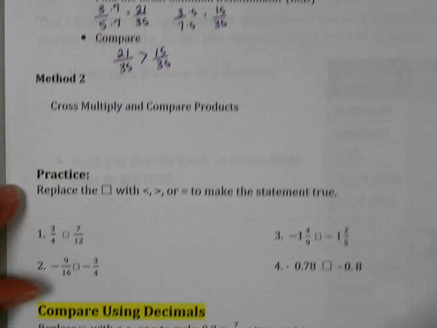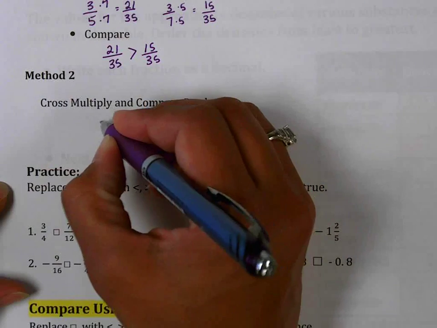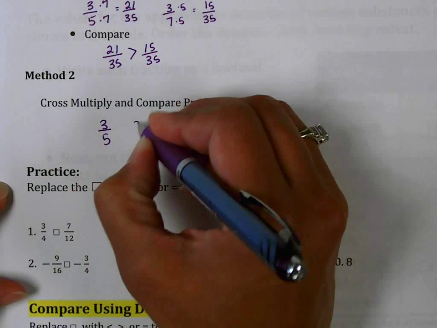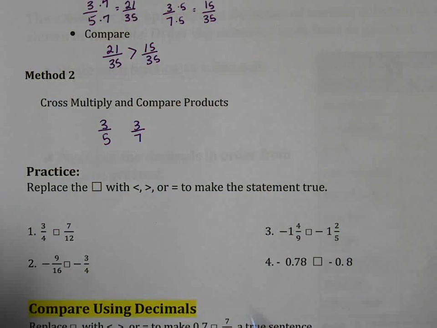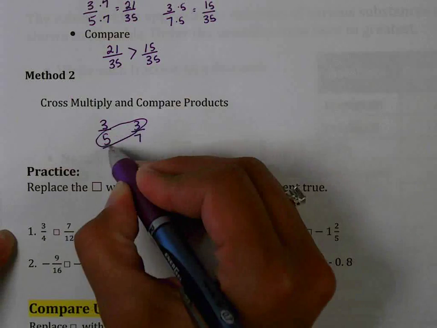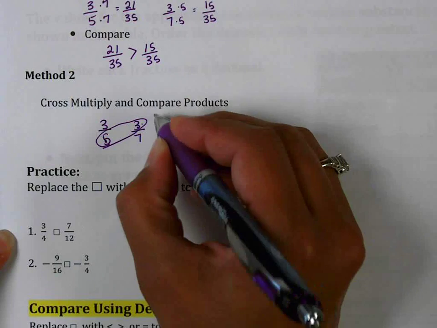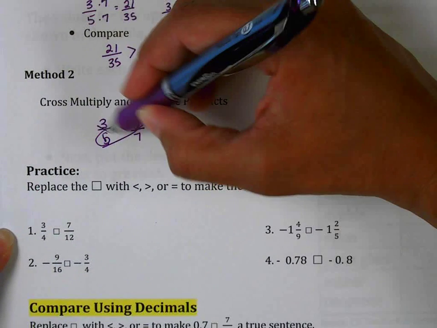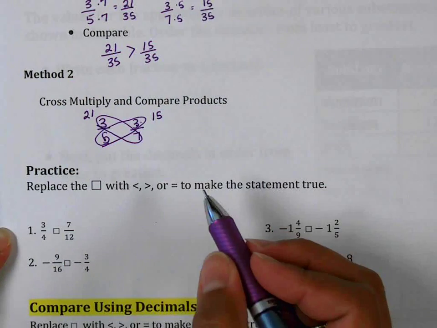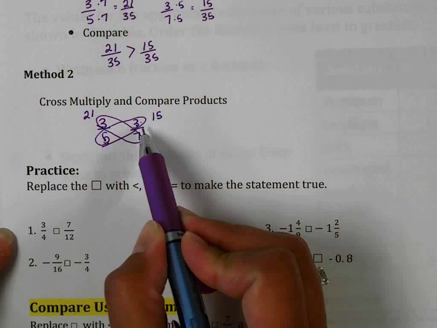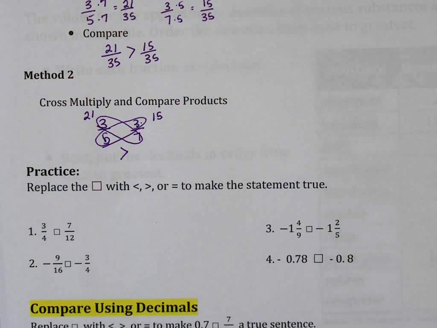Another way is to cross multiply and compare those products. So I'm going to take the original problem, 3/5 and 3/7. You may have heard someone call it the butterfly method, but what we do is we cross multiply and we go from the denominator up to the numerator. So 5 times 3 is 15, and then I do the same thing here. 7 times 3 is 21. 21 is greater than 15. So again, 3/5 is greater than 3/7.